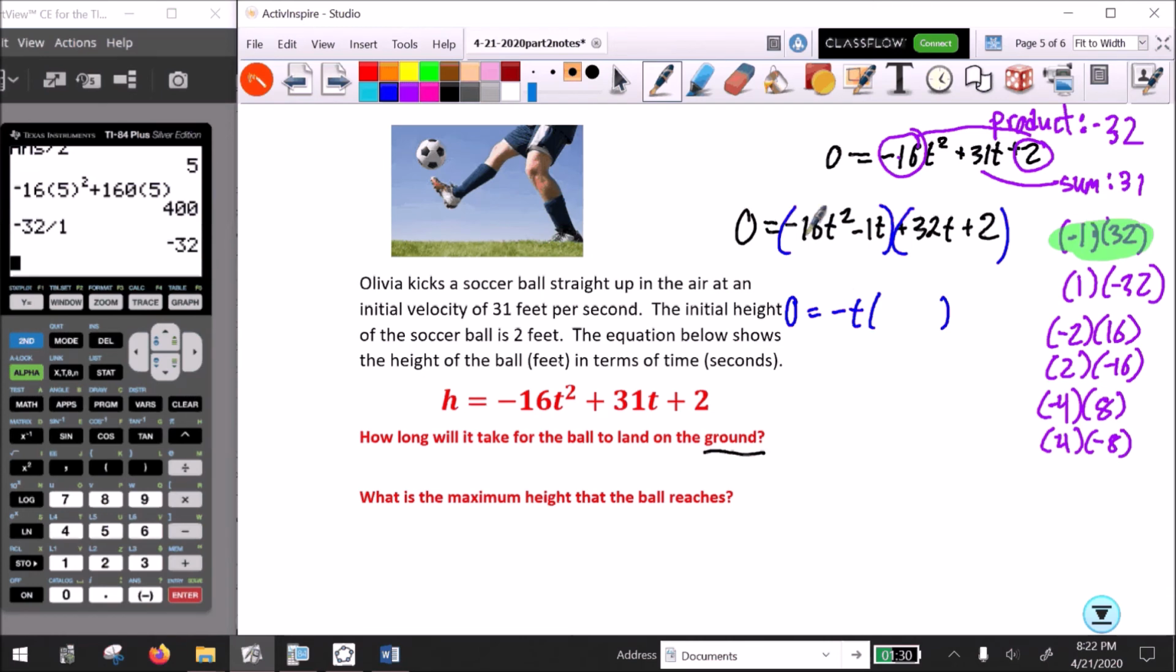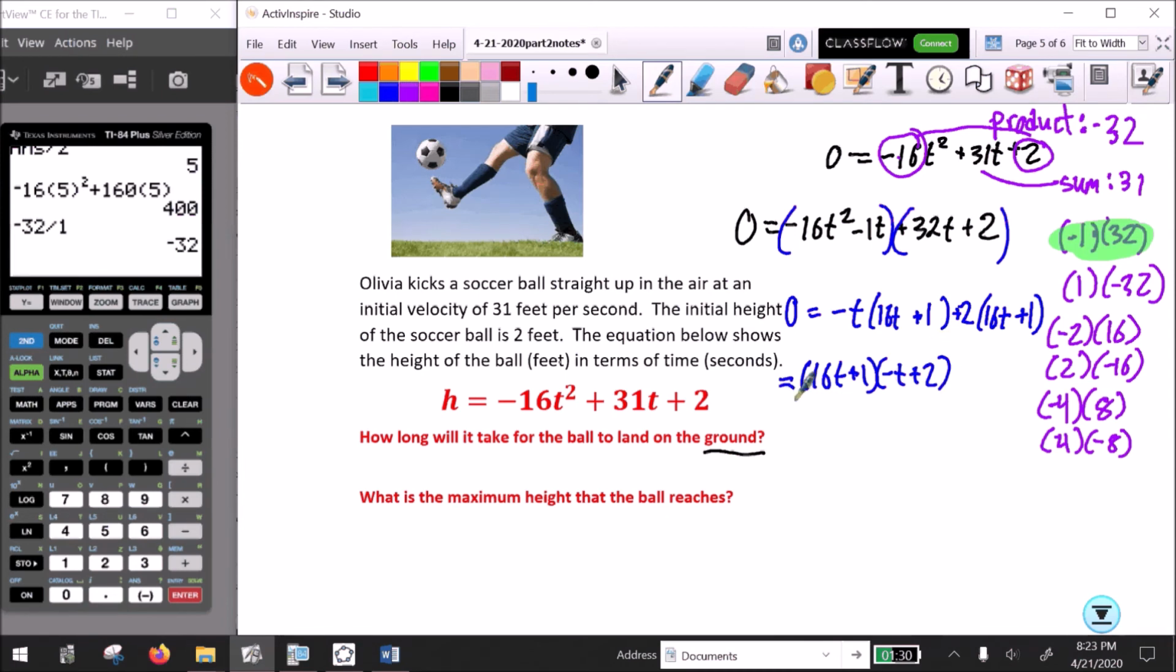Negative 1t goes into negative 16t squared 16t times. Negative 1t goes into itself one time. Over here, 32t and 2 are each divisible by the number 2. 2 goes into 32t 16t times. 2 goes into itself one time. Notice that we have a common binomial factor of 16t plus 1, and we can factor that out. So this 16t plus 1 comes out as a common factor. When I factor that out, I'm left with that negative t there, and I'm left with that positive 2 there.